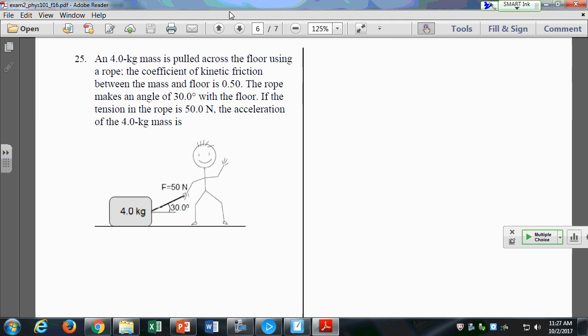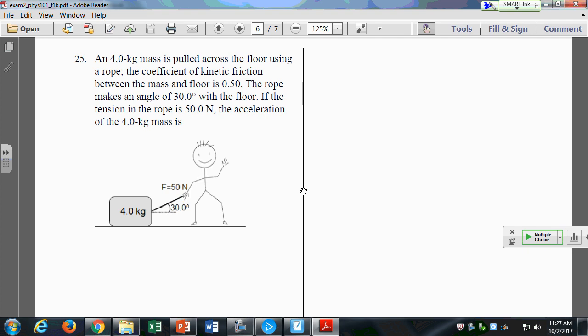I think we've done one of these. Do you want to do it again? Yeah? No? Okay. A 4 kilogram mass is pulled across the floor using a rope. Coefficient of kinetic friction is 0.5, and the rope makes an angle of 30 degrees with the floor. If the tension of the rope is 50 newtons, what is the acceleration of the 4 kilogram mass?